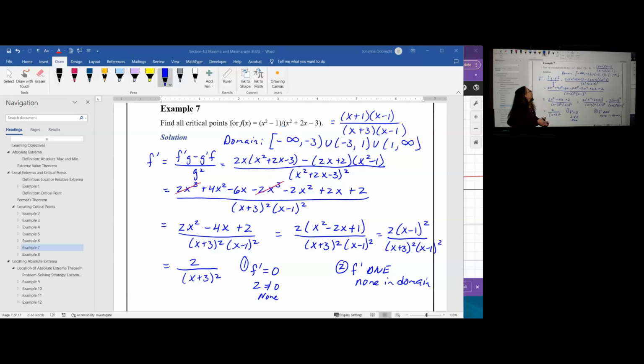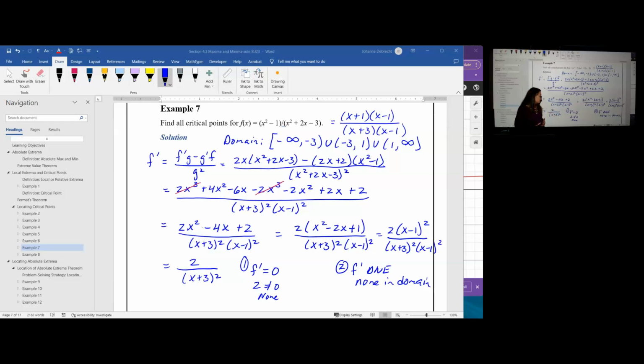Let's look at the work now for example 7. I factored this rational function in order to find the domain, noting that I had to throw out -3 and 1. Then I found the derivative using the quotient rule. You may have preferred to use the product rule and the chain rule. It shouldn't matter. You should come up with the same value for the derivative, 2 divided by the quantity x plus 3 squared. The first derivative is never equal to 0 because the numerator cannot equal 0.